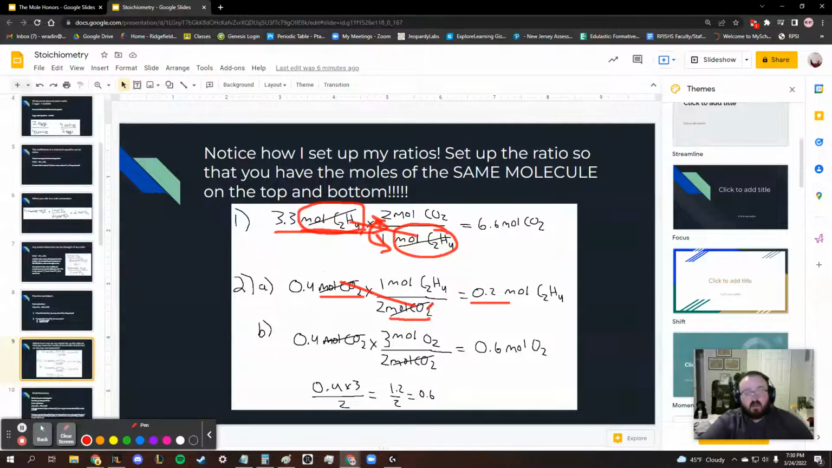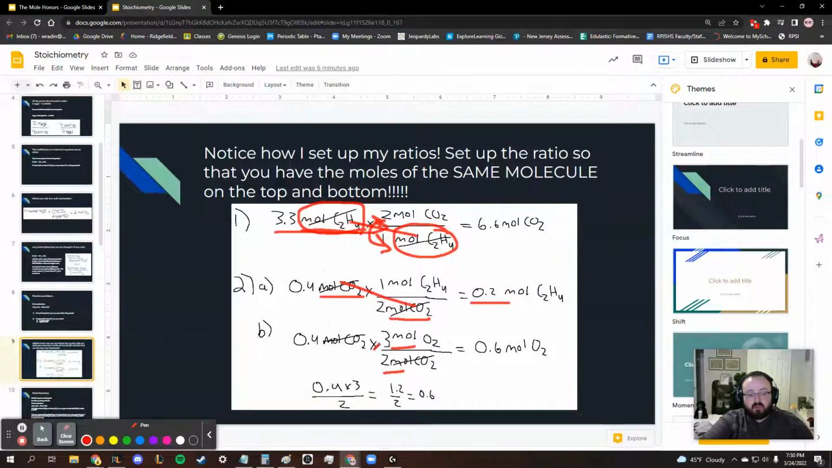Lastly, this is where the math is a little bit more complicated, and it just goes to show you that you can have these weird ratios. You can have 3 moles of O2 to 2 moles of CO2.